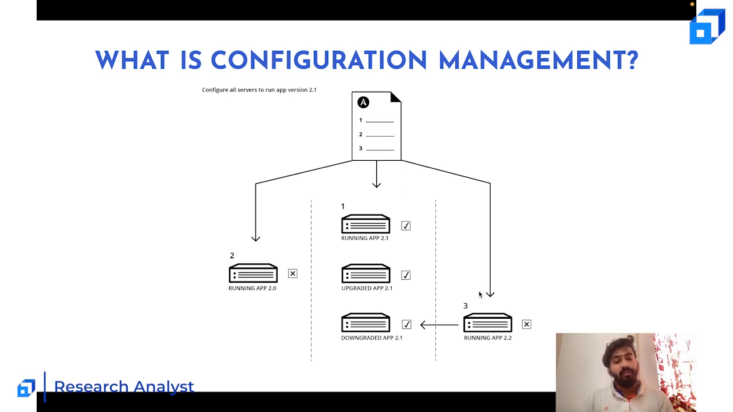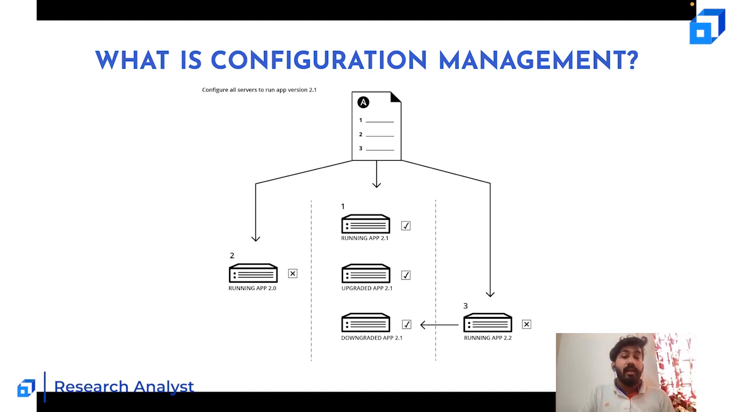The same file goes into this system which has running application 2.2, which is the newest version, and this particular configuration file will downgrade the application which is running here into again 2.1. So all of the servers are running the same version at the same time. So this is basically a simple example of what Ansible can do. This is one singular example of what Ansible can do, right?